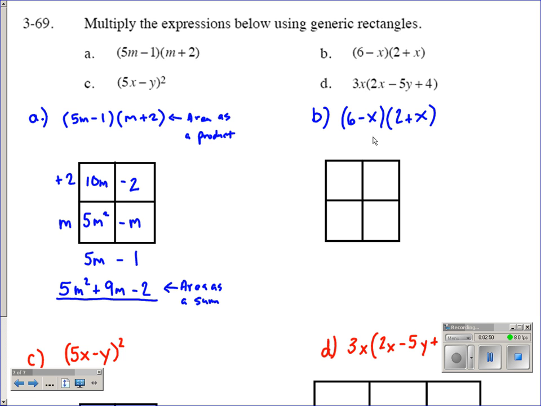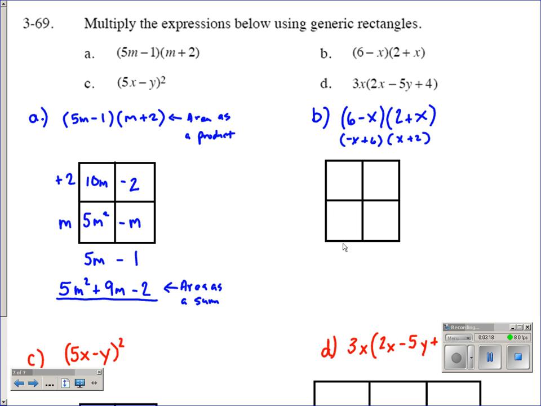All right, let's look at B now. We have 6 minus x and 2 plus x. Okay, if you wanted to take this and rearrange them, that's fine. Just make sure you're careful because this x is negative then. If you wanted to rewrite this as negative x plus 6, you could do that. If you wanted to rewrite this one, it'd just be x plus 2. I'm going to go ahead and multiply it the way that it is already set up.